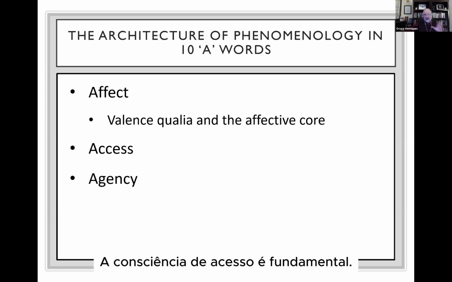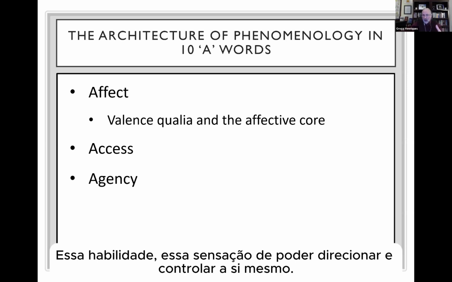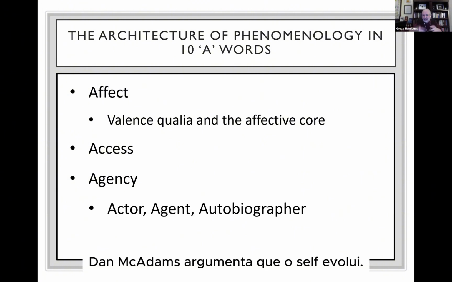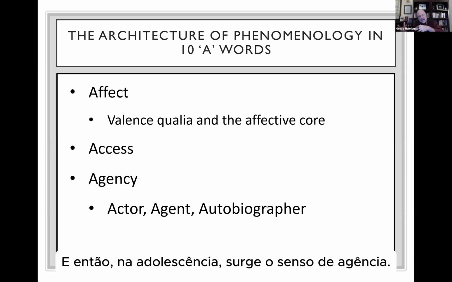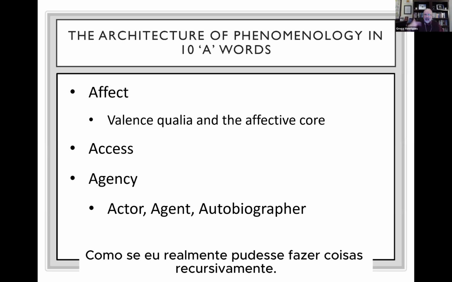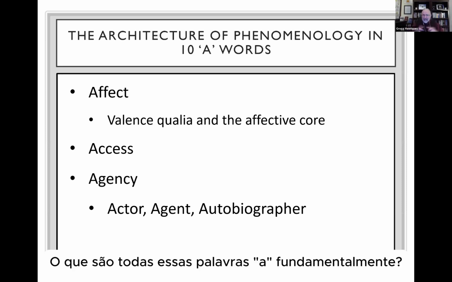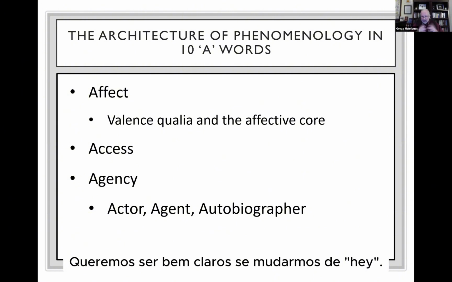Access consciousness is key. And then finally, there's this whole issue, especially if we're talking about humans, of agency, this ability, that sense that I can direct and self-recursively narrate. Dan McAdams argues the self evolves, 3 more A words here, as a social actor, and then becomes at adolescence a sense of agency, like I actually can do things recursively, and then ultimately in adults I want to tell a story of my protagonist thematically in relationship to my life. What are all these A words fundamentally about? What do you mean when you're talking about consciousness, right? We want to be very clear.